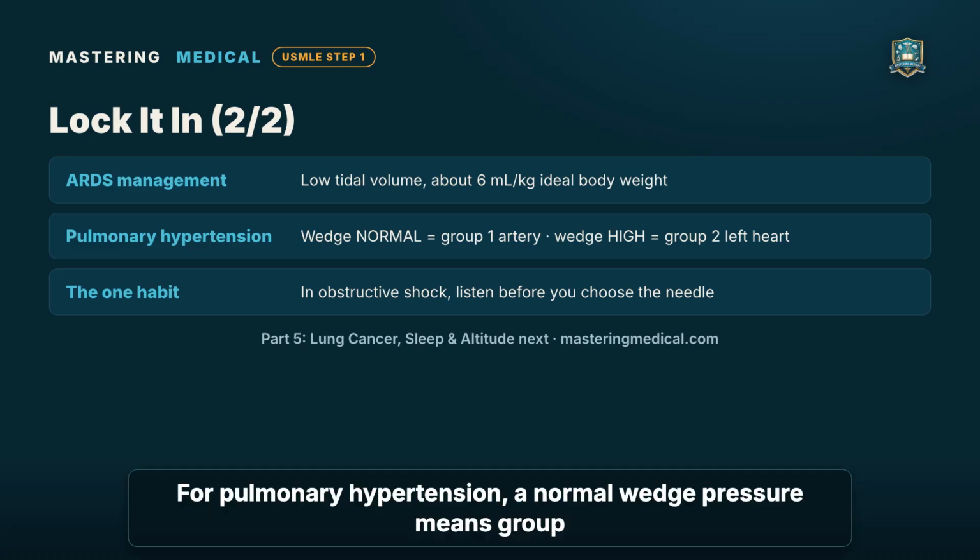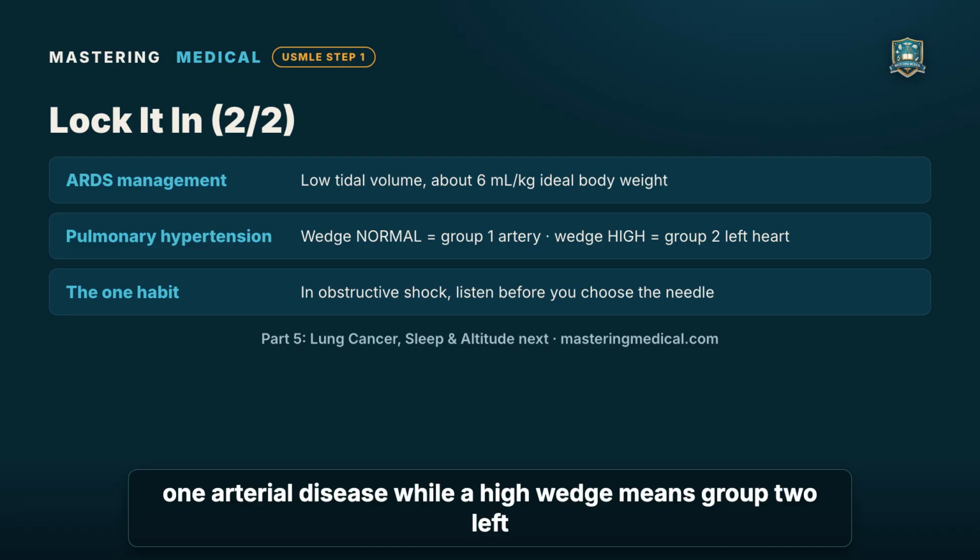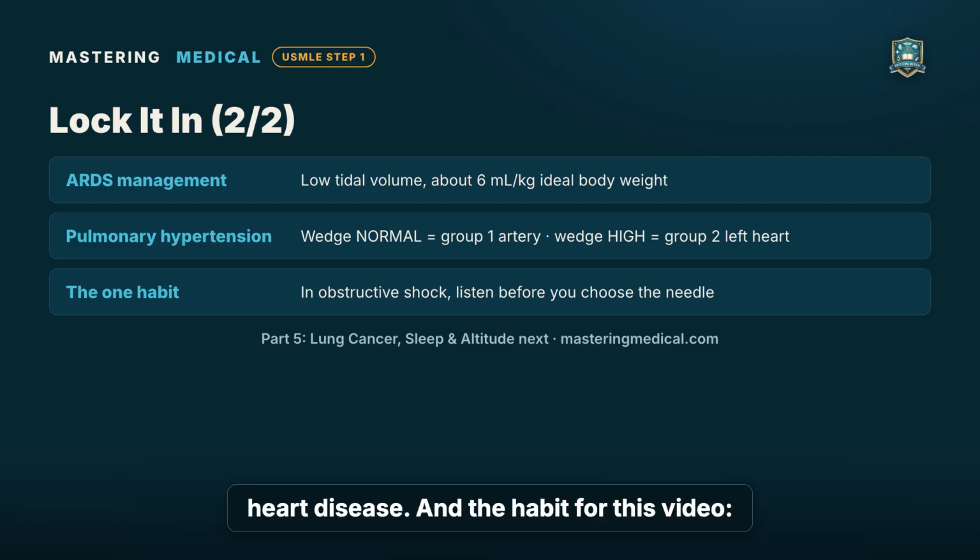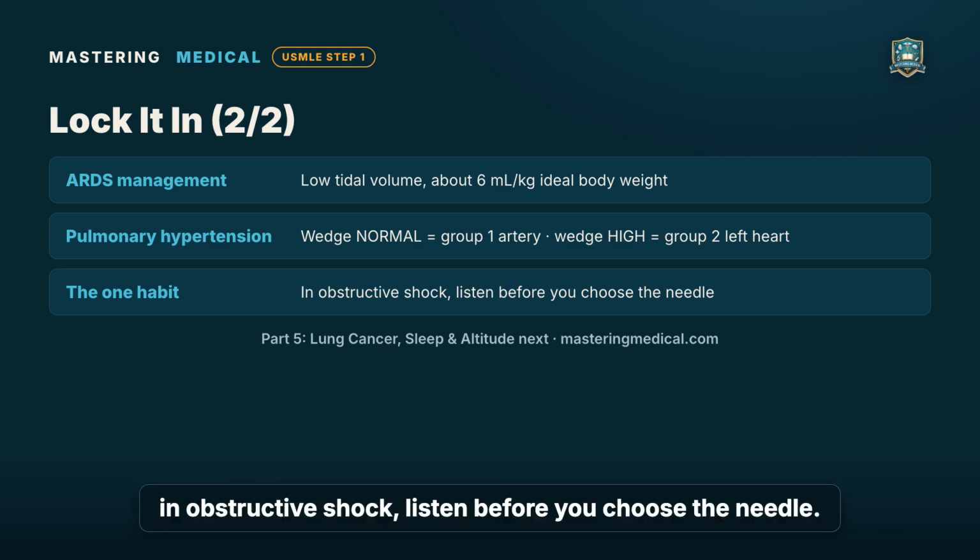For pulmonary hypertension, a normal wedge pressure means group 1 arterial disease, while a high wedge means group 2 left heart disease. And the habit for this video: in obstructive shock, listen before you choose the needle.